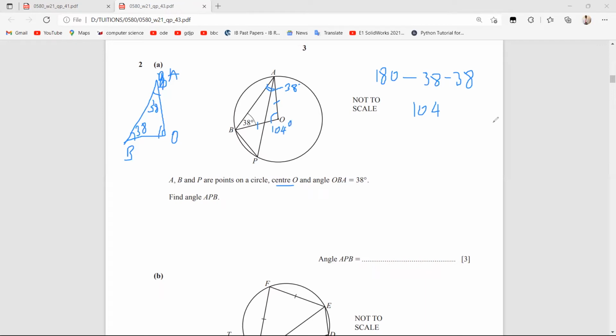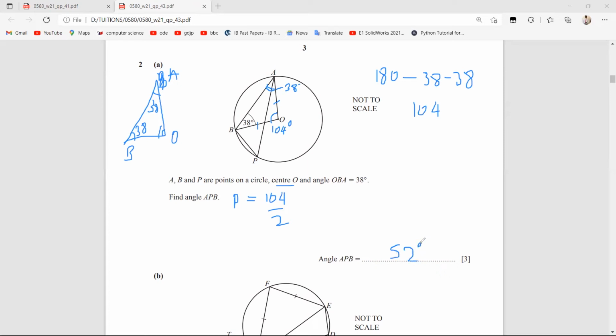So now, once we have angle at O, look at AB. AB is making angle O at the center. Again, AB is making angle P at the circumference. So using the theorem of angle at the center and angle at the circumference, we can get angle P by simply doing half of angle at the center, okay? So 104 divided by 2, all right? That will give us the answer, which is 52 degrees.